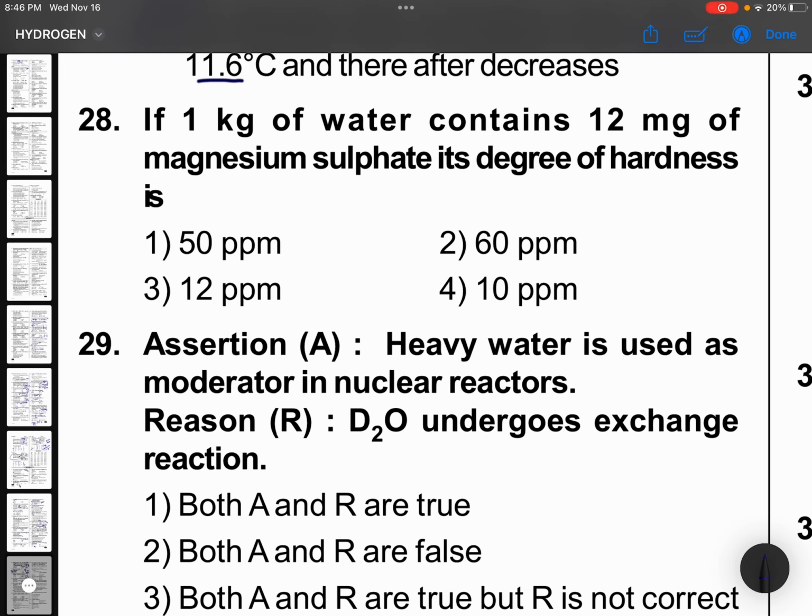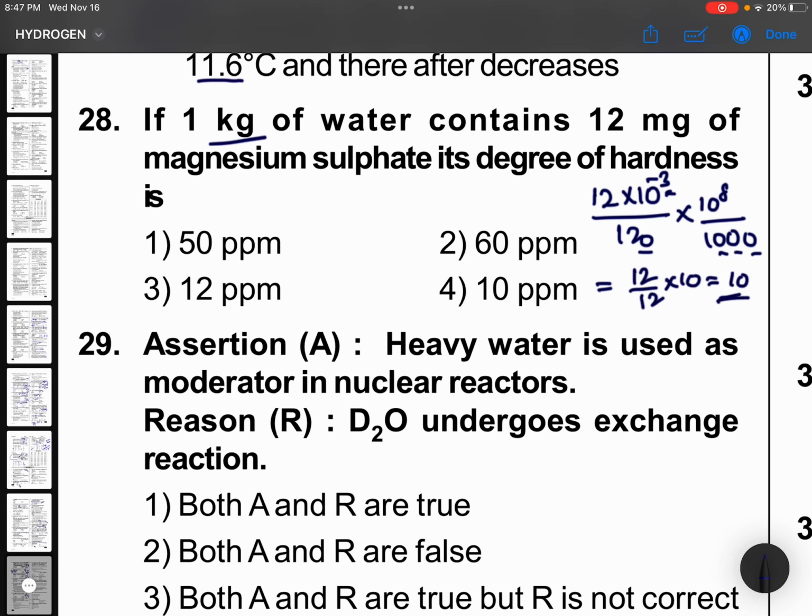If 1 kg of water contains 12 milligrams of magnesium sulfate, same thing. 12 milligrams should be converted to grams, by 120 into 10 to the power of 8, by 1 kg, which means 1000. If I take out 12 by 12 into 10, that is nothing but 10.